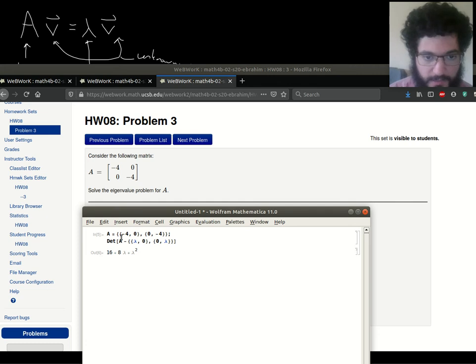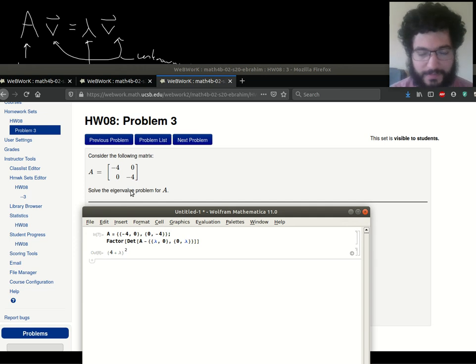So yeah, when I subtract lambda identity from A and I take the determinant, I get this thing. It looks like Mathematica has already expanded it for me, but it started out factored like this: (4 plus lambda) squared. So this polynomial has repeated roots, negative 4 and then negative 4 again.